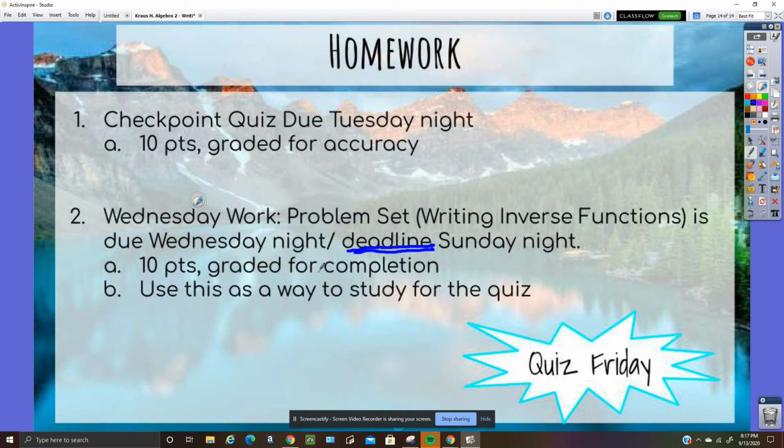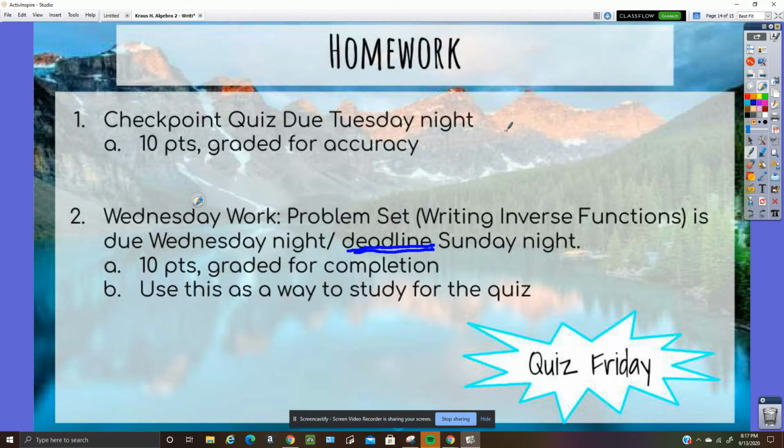And so you want to use this problem set as a way to study for the quiz on these first 5 student learning tasks that we did. All right, I'm going to stop the video here, and then you can look at this. We'll go over this in class. I'm not going to post this until both classes see the work on this.